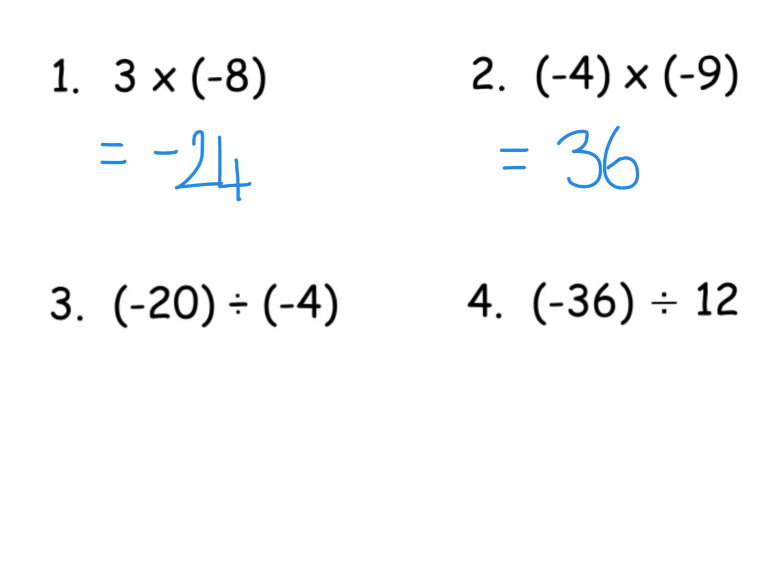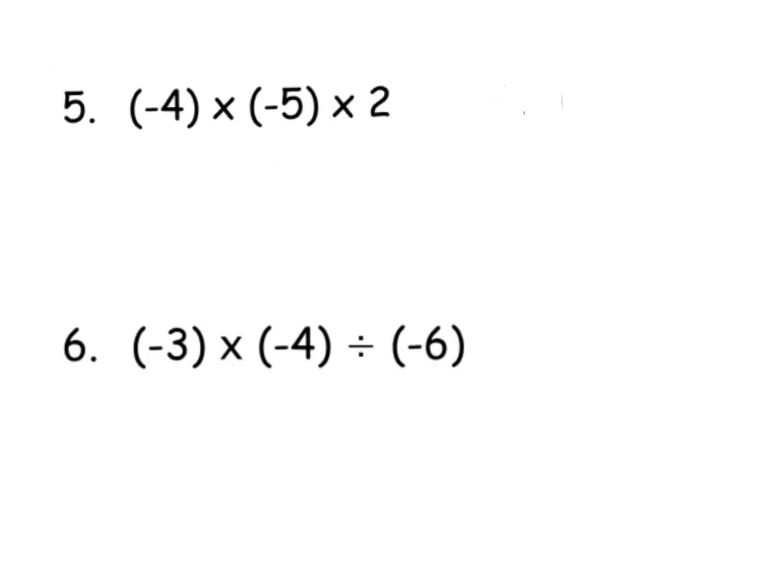Same rule applies when we're dividing. So in this one we've got 2 negatives when dividing, so they pair up and become positive, and then 20 divided by 4 is just 5. And then on question 4 I've got one of each sign, so negative takes over, and 36 divided by 12 is 3.